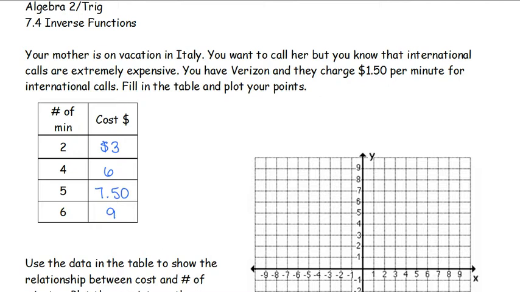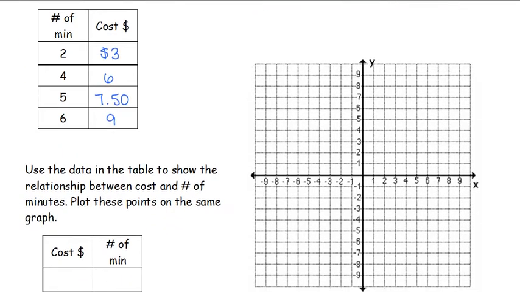We're going to go ahead and plot these points on our graph we've got here. So the x's and the y's. For 2 minutes, it's going to cost $3. For 4 minutes, it's going to cost $6. And for 5 minutes, $7.50. Kind of guesstimate there. And for 6 minutes, it's going to cost $9.